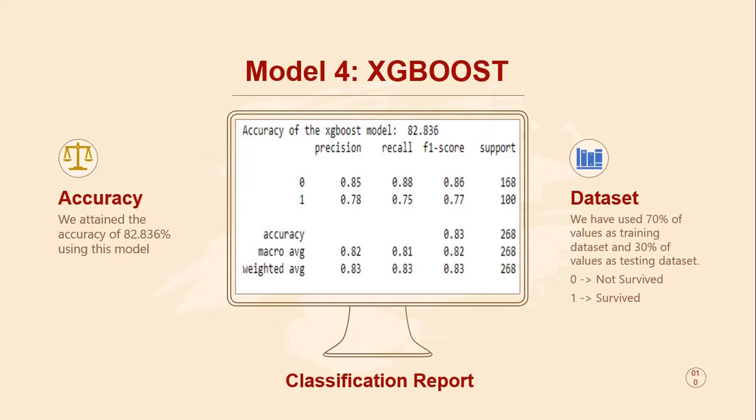The next model we have is the XGBoost model. Using this model, we attained an accuracy of 82.836%. We are using 0 to indicate not survived and 1 to indicate survived. We have used 30% of the dataset as the testing dataset and the rest, 70%, as the training dataset. Again, we can see the classification report of the XGBoost model. We have precision, recall, F1 score, support, and accuracy.